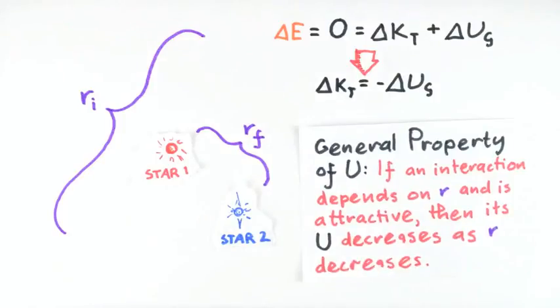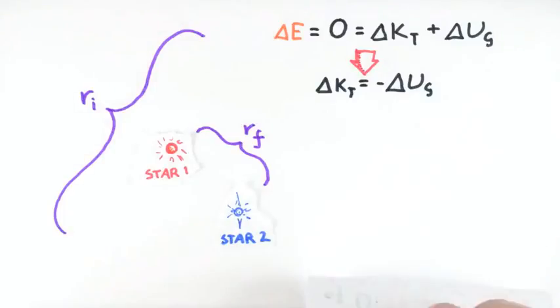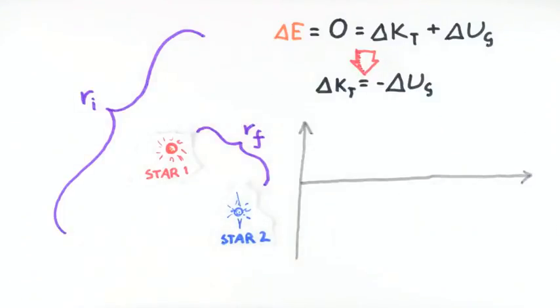Here's yet one more general property of potential energies. If the interaction is attractive and depends upon the separation of the individual parts or particles in the system, then the potential energy decreases as the particles get closer together. Graphically, this change in the gravitational potential energy, this decrease, looks like this. And in this figure, we can now see why the gravitational potential energy is always negative.